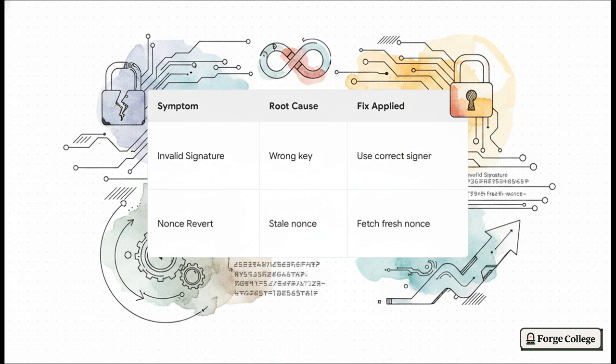It acts as this perfect translation matrix. So, observed symptom, signature invalid, revert. Root cause, client signing with the wrong key. Fix applied, using the correct signer instance. And it's the exact same breakdown for the stale nonce issue. Documenting your raw logs and your code diffs in this exact format really takes the guesswork out of future debugging. Plus, and trust me on this, your future self will absolutely thank you for writing this report when the exact same bug pops up 3 months from now.